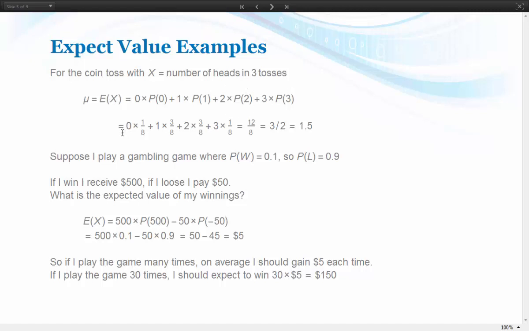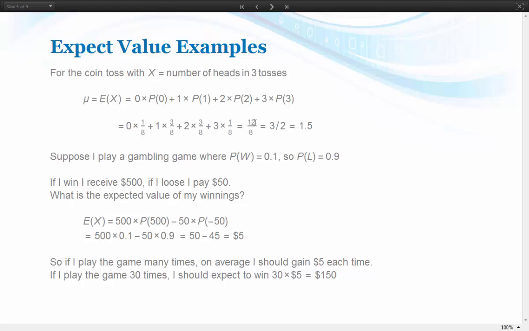Well, that's 0 times 1/8, plus 1 times 3/8, because 3/8 is the probability that we get 1 head, plus 2 times 3/8, because 3/8 is also the probability that we get 2 heads, as we showed, and plus 3 times 1/8, because the probability of getting 3 heads is 1/8. You work this out, it's 12/8. Notice that's not a probability, it's just a weighted average.